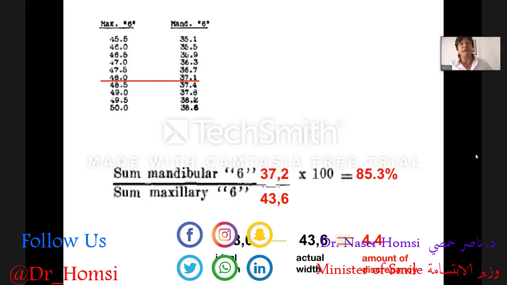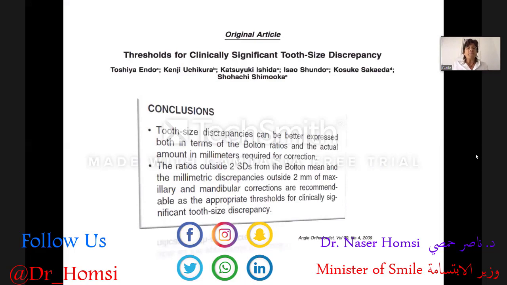4.4 millimeters is the amount of discrepancy between ideal arch and actual width of the teeth. So is it important to have this value? Is 4.4 something big, something possible to manage only with orthodontics, or is it impossible to manage only with orthodontic treatment? I want to tell you that this has been very well described in an Angle Orthodontist paper published in 2009 from a Japanese group.